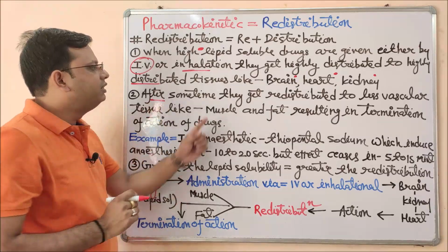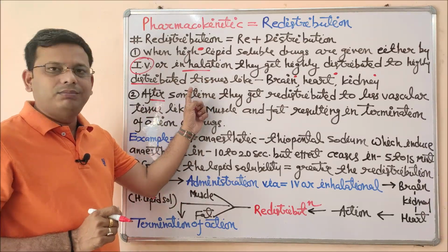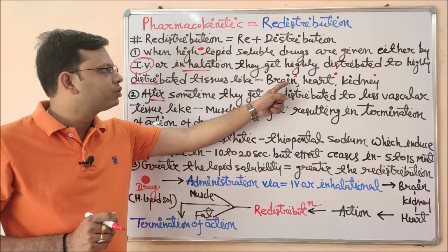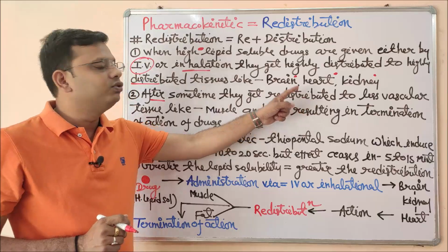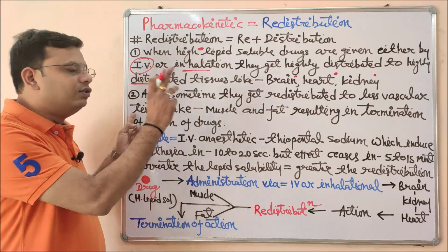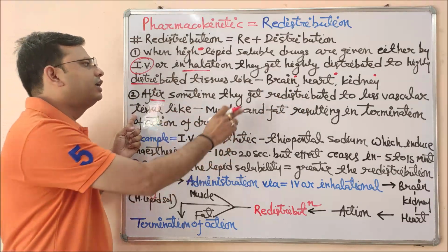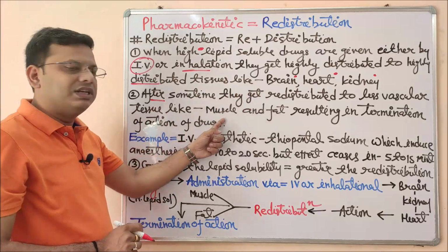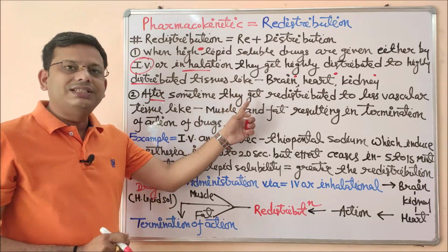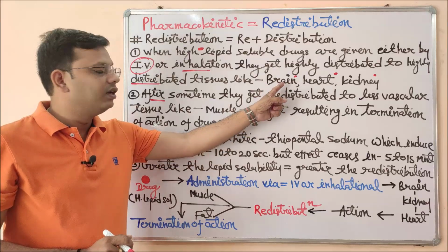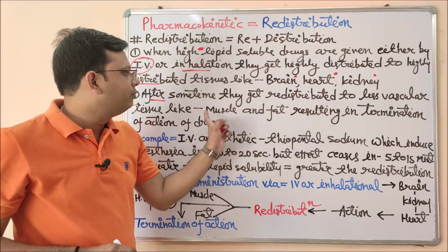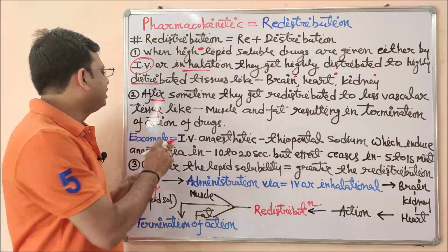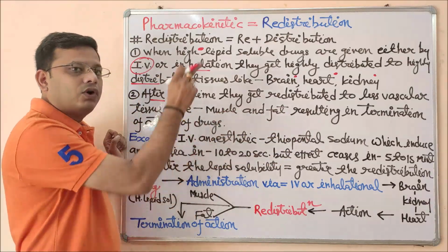After some time, these drugs which are absorbed by the blood and distributed to tissues like brain tissue, heart tissue and kidney tissue are redistributed to the less vascular tissues, those having a lower perfusion rate as compared to these, like muscles and fat. So this organ now distributes the drug to other organs like muscles and fat, resulting in the termination of action of the drug at that site.